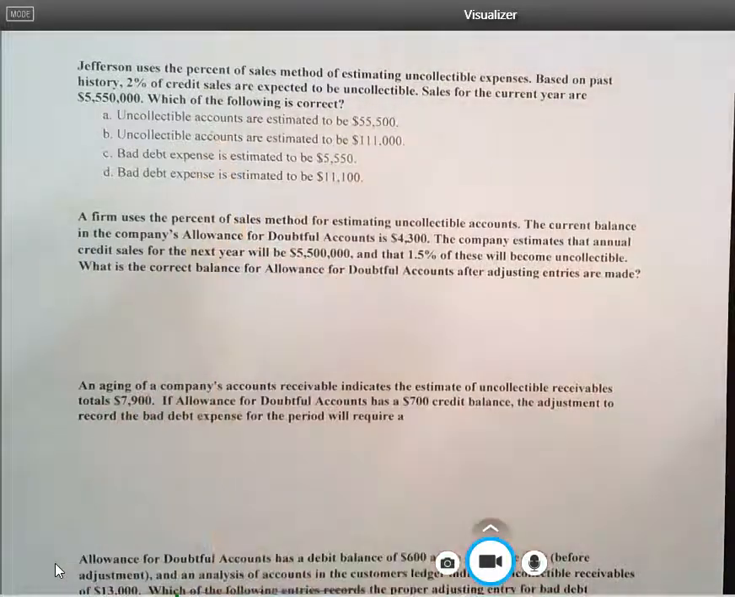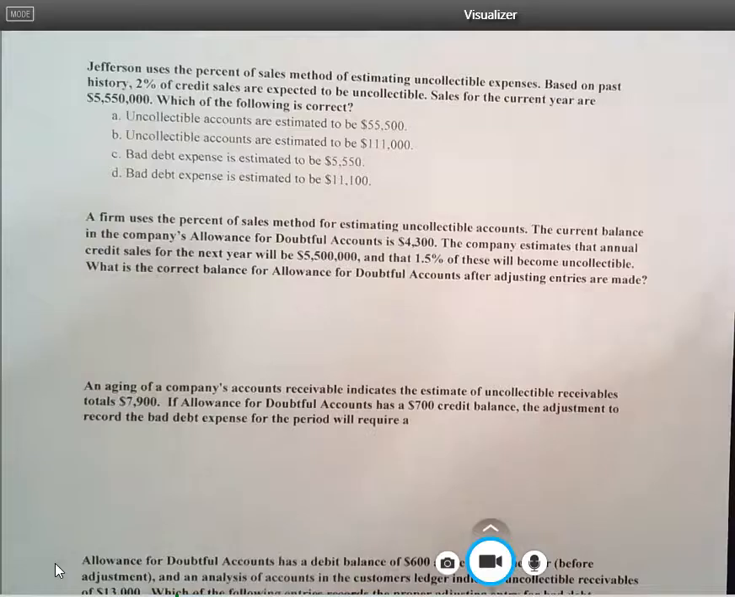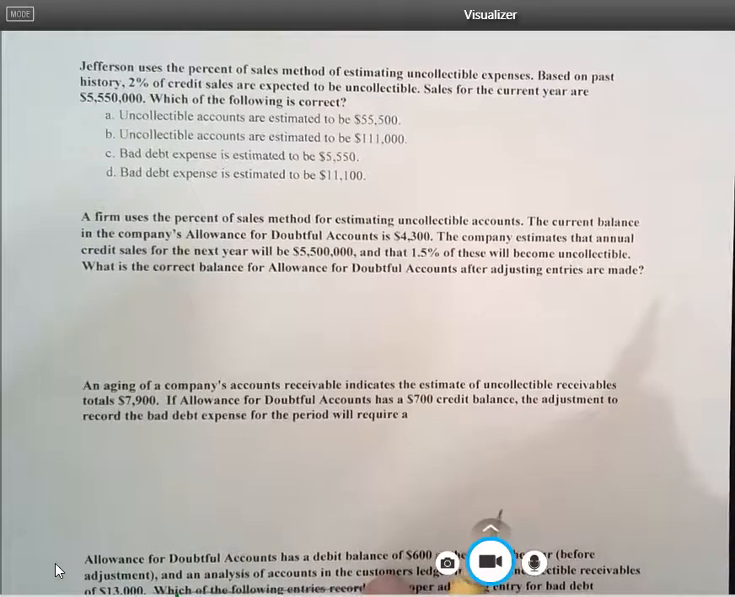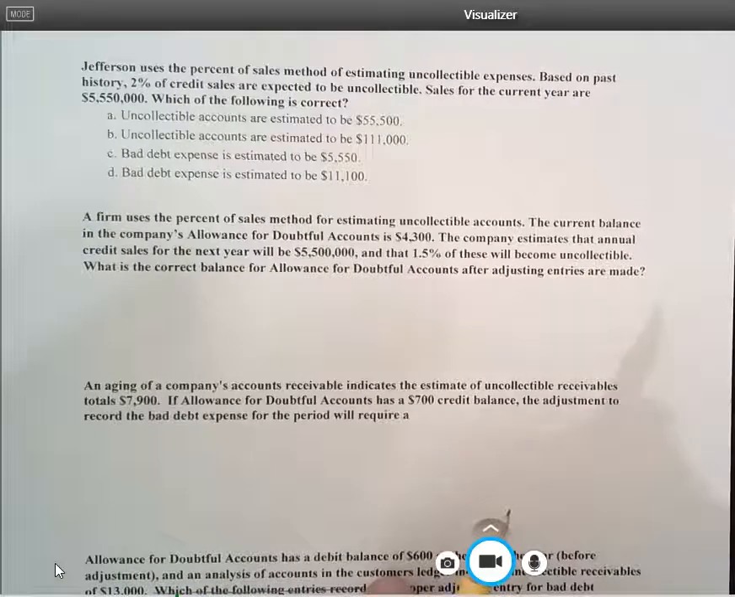It says Jefferson uses the percent of sales method for estimating uncollectible expenses. Based on past history, 2% of credit sales are expected to be uncollectible. Sales for the current year are $5,555,000. Which of the following is correct? Okay. So I do want to point out one thing as I read this.